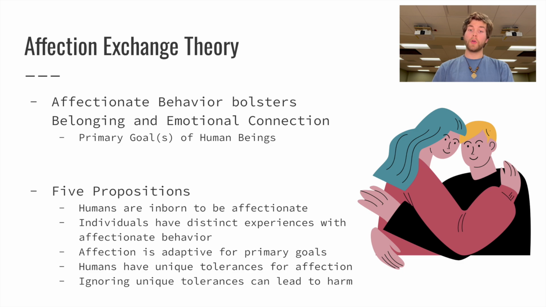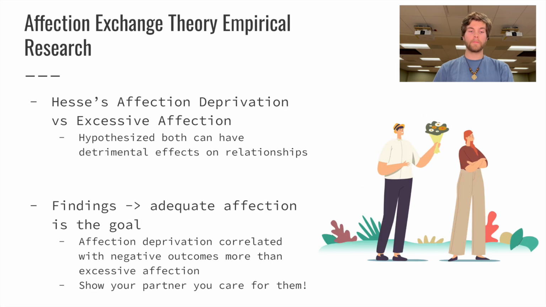The research paper we're going to talk about discusses the extreme versions of affection and their consequences in relationships. This paper, titled Affection Deprivation is More Aversive Than Excessive Affection, a Test of Affection Exchange Theory, authored by Hesse et al., explored how the extremes of the affection continuum, those being affection deprivation and excessive affection, can be correlated to depression, stress, pain, and loneliness.